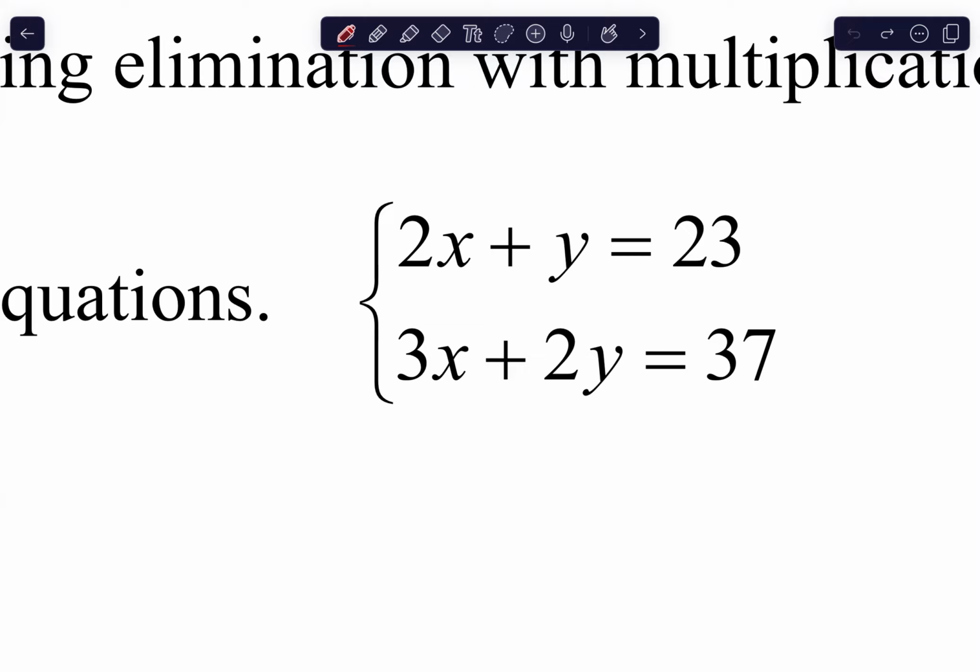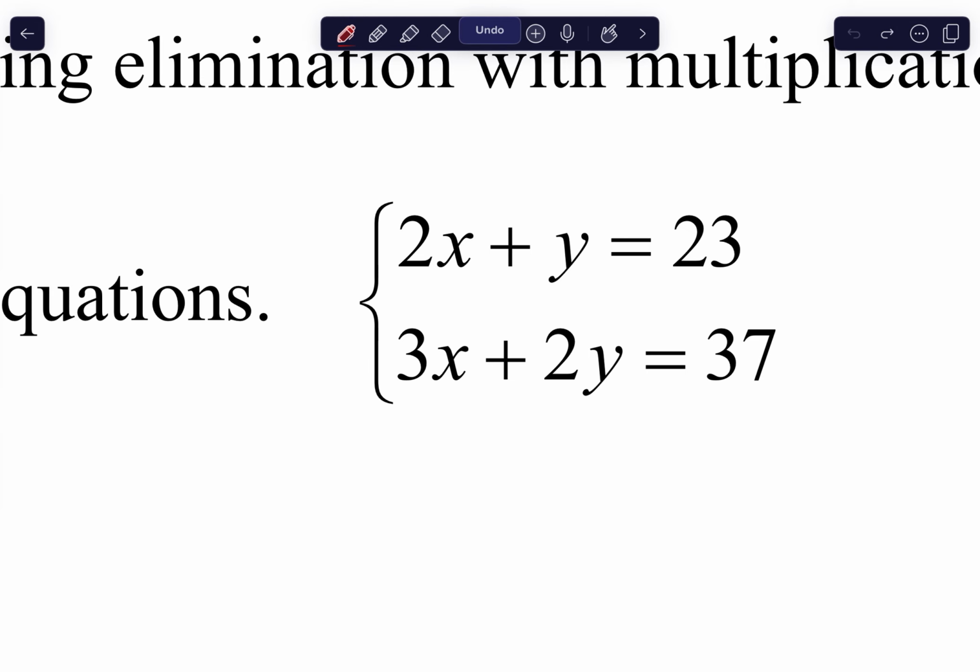So we have to make them the same or opposites. And this is one where you have a little bit of freedom as well. You can choose to get your x's to be the same, or you can choose to get your y's the same. Now, depending on what you choose, you may create a little more work for yourself. So this is another example where we work smarter, not harder.